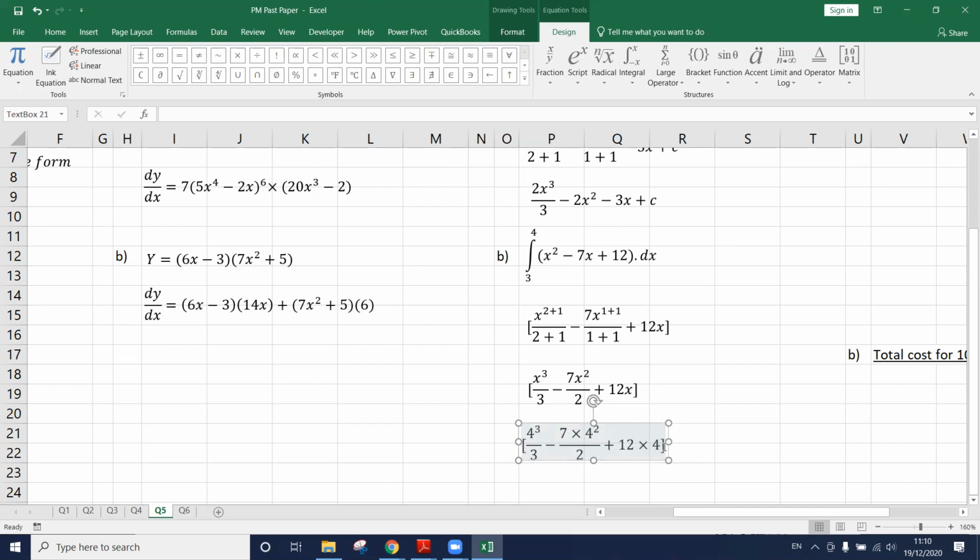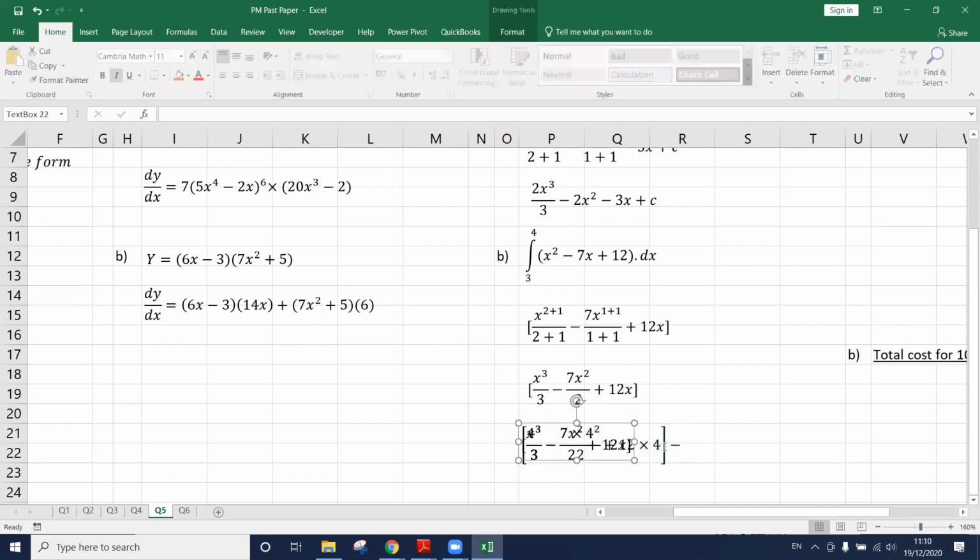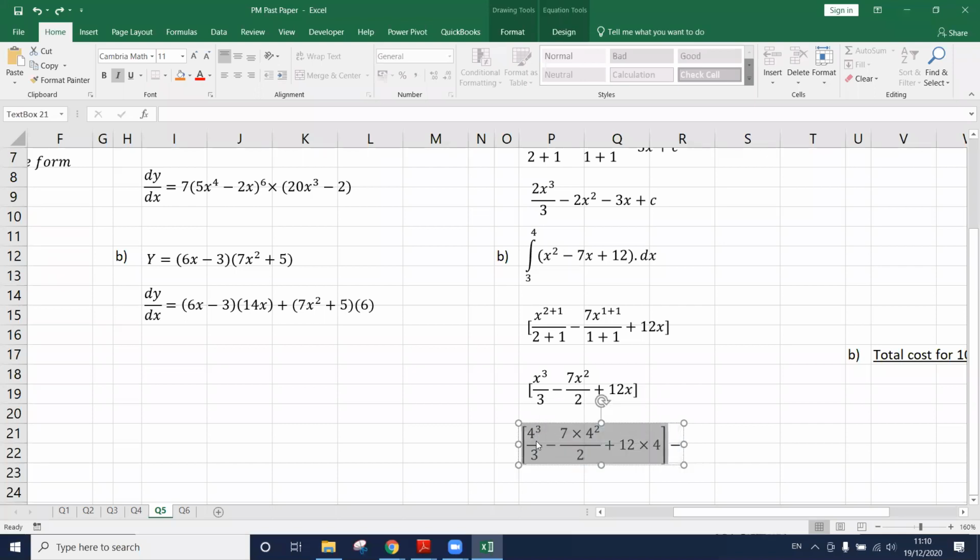And from that we need to deduct the answer we get by substituting the lower value. Lower value එක substitute කරාට පස්සේ answer එක. Here in this sum the lower value is 3, therefore we need to substitute 3, 12 into 3.